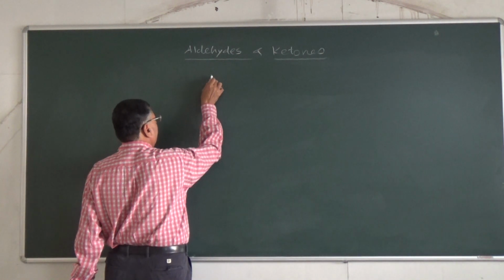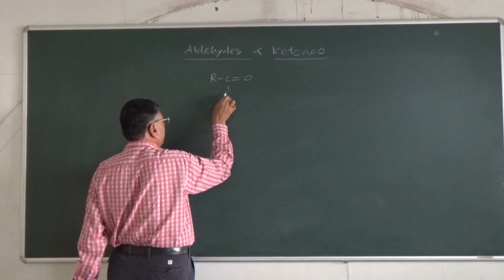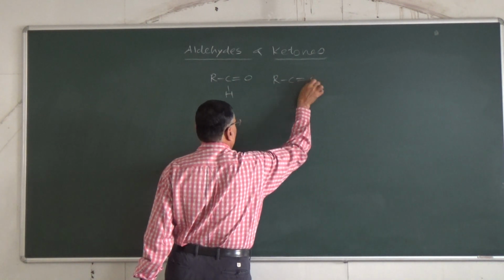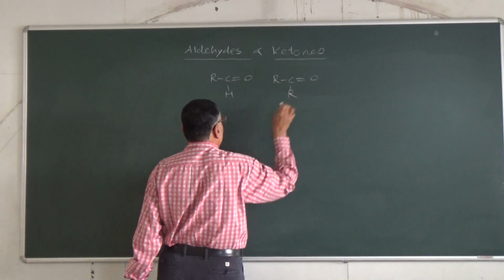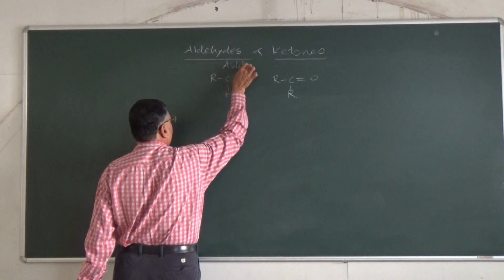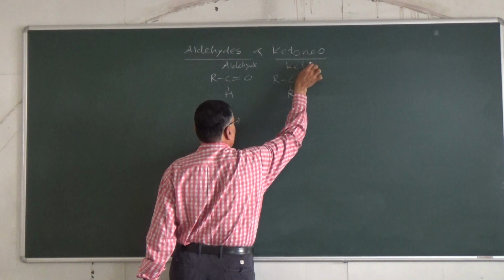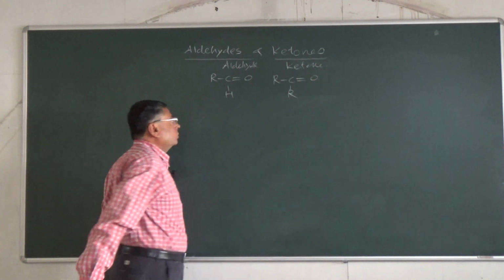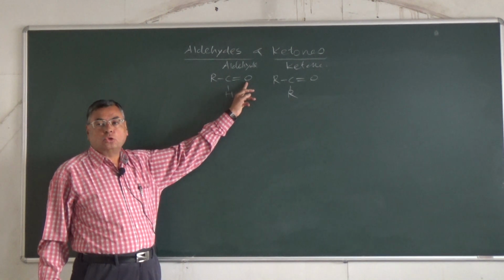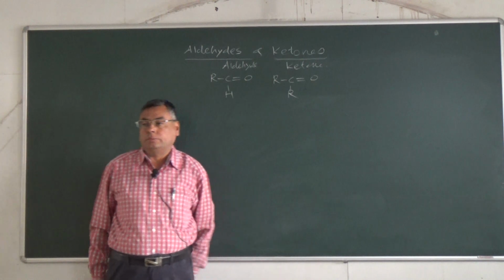So aldehyde: RC=O H, RCHO, and ketone: R C=O R. This is aldehyde. This is ketone. CHO is the functional group of aldehyde. RCHO means any aldehyde. RR C=O means any ketone.